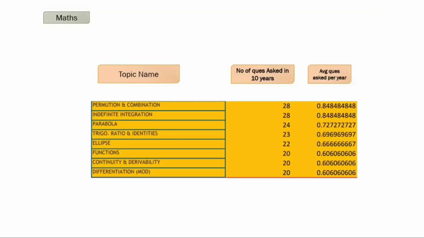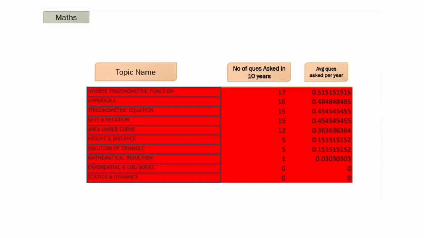In the orange zone of mathematics, you can find topics such as permutation and combination, indefinite integration, parabola, trigonometric ratios and identities, ellipse, functions, continuity and differentiability, differentiation. Coming to the red zone in maths, the topics are inverse trigonometric functions, hyperbola, trigonometric equations, sets and relations, area under curves, height and distances, solution of triangles, mathematical induction, exponential and log series, statics and dynamics.